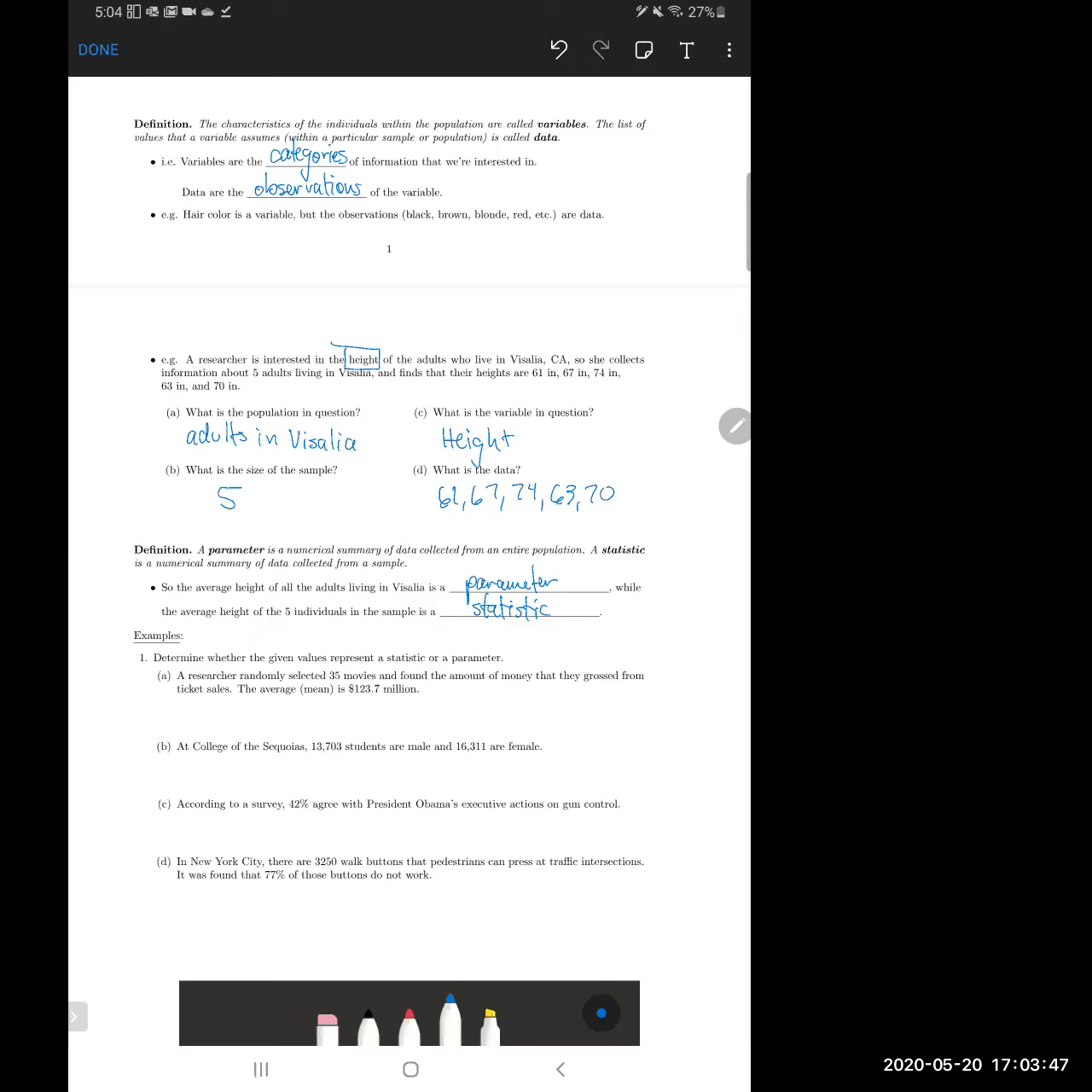Okay. So here's another set of examples. It says determine whether the given values represent a statistic or a parameter. Again, I'll let you pause the video and see if you can identify each of these as either statistics or parameters.